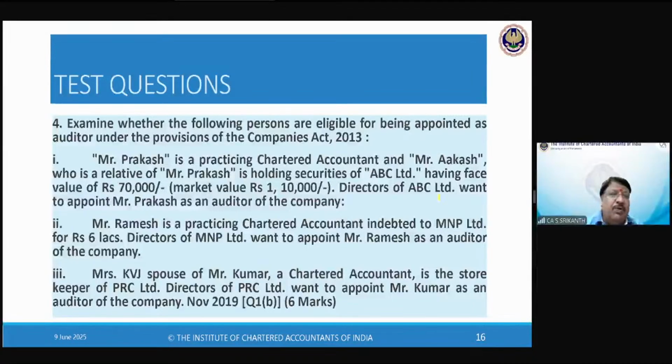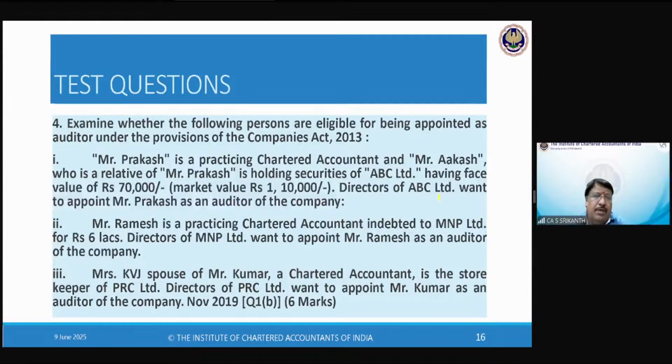Examine whether the following persons are eligible for being appointed. See, most of the questions are variations of the same theme, either relative or holding security, 1 lakh, like that. Mr. Prakash is a practicing chartered accountant, and Mr. Akash, who is a relative of Mr. Prakash, is holding securities having face value of 70,000. Market value 1,10,000. Don't worry about market value. Face value only. Can Prakash be appointed? Yes. Here they say relative, so we presume that it's a relationship under the Companies Act. Please, in the answer, it will be good if you write one point: it is presumed that Mr. Akash is a relative of Mr. Prakash within the meaning of the Companies Act 2013.